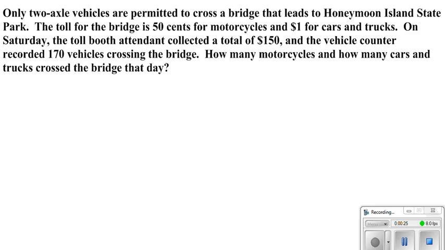All right, a lot of information involved there. When you're talking about money, money stays together. So we have 50 cents for motorcycles, $1 for cars, and the total amount was $150. So for every motorcycle, we don't know what they are, so I'm going to call them M: 50 cents for the M, plus $1 for the cars and trucks, I'm just going to call them C, and totally collected $150. There's one equation you just wrote.